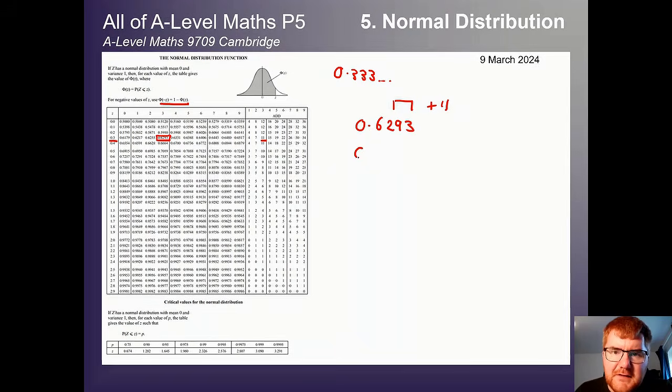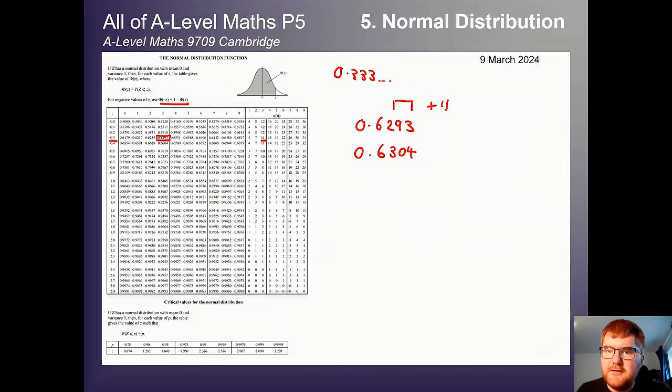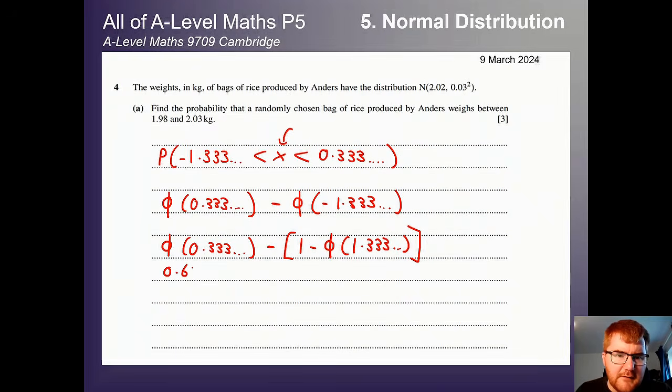If we add 11 to that, we'll then get 0.6304. So what this means is that the normal distribution at 0.333 is equal to 0.6304. We're going to do a very similar approach with the normal distribution at 1.333.